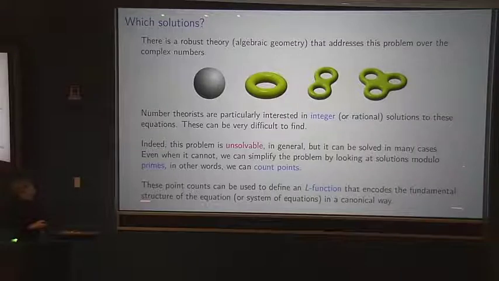Now, you might ask, well, which prime p should we pick? And the answer is we should pick all of them, or at least all but finitely many of them. And we can then assemble these point counts into what is known as an L function that encodes a lot of fundamental information about the problem we're interested in. And it's fundamental in the sense that it's invariant under any sort of transformation we might make to the problem. Even if we rewrote the same problem using an entirely different choice of coordinates, maybe even a different number of variables, different number of equations, we would still get the same L function out at the end.